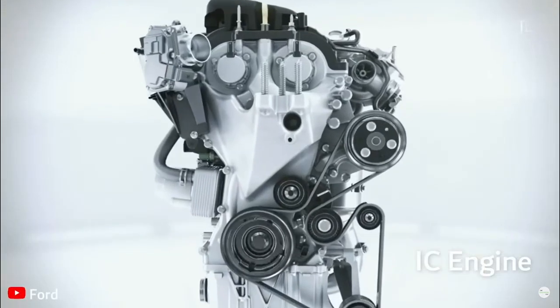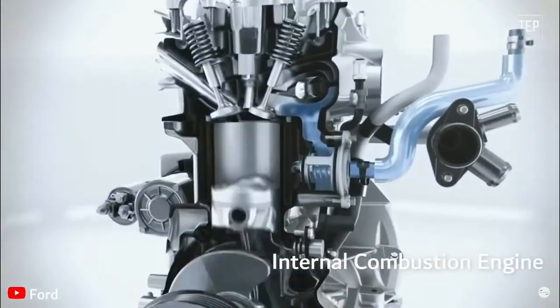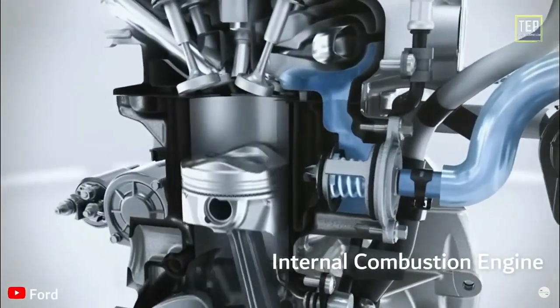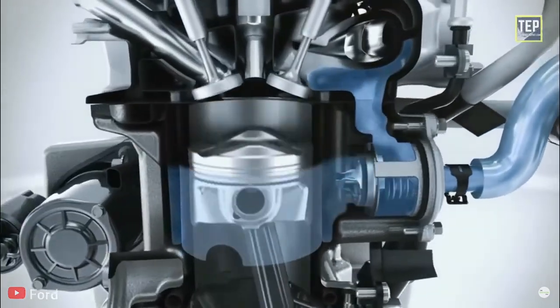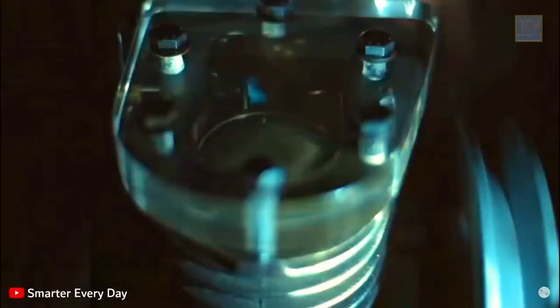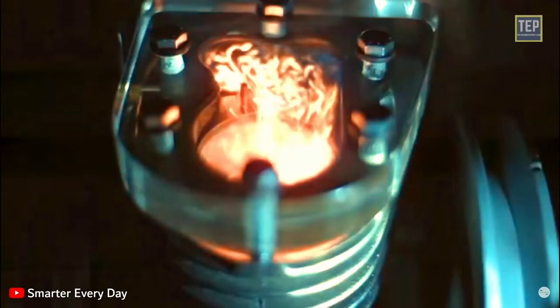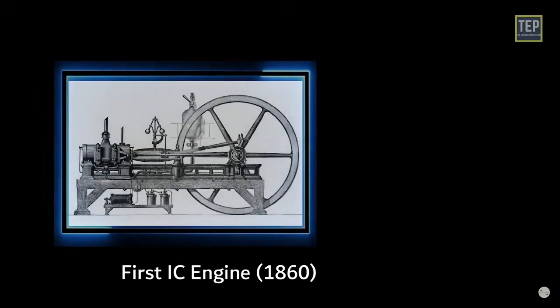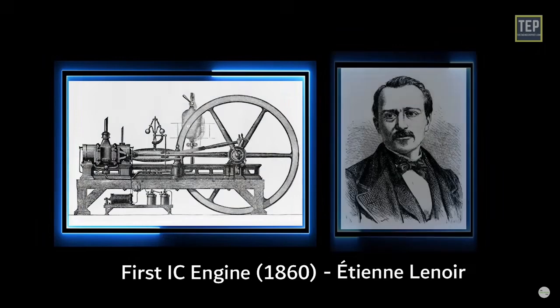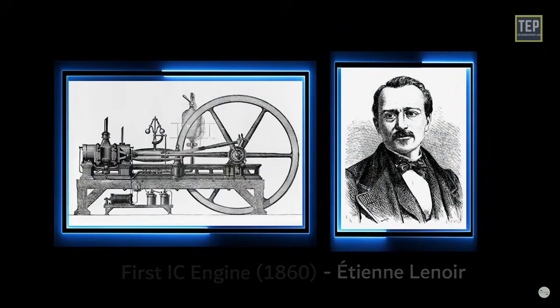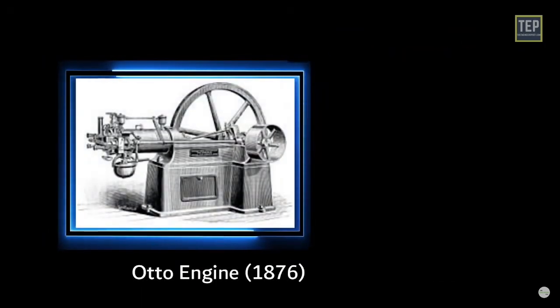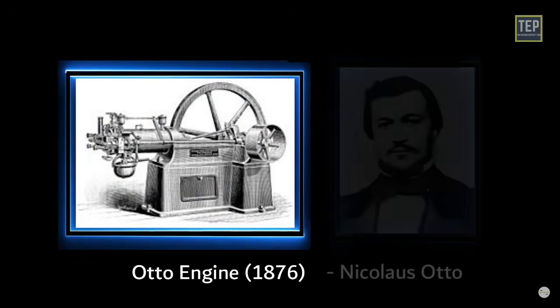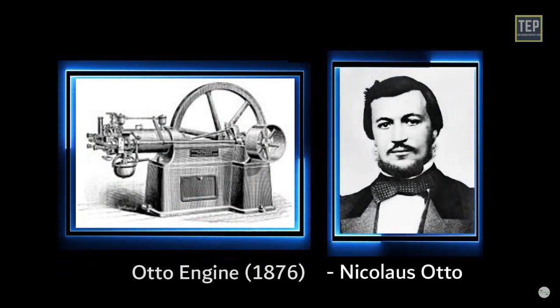IC engine, an acronym for an internal combustion engine, is an engine in which ignition and combustion of fuel take place inside the engine. It works on the principle that the charge is ignited inside a combustion chamber under very high pressure. The first commercially successful IC engine was created by Etienne Lenoir around 1860, and the first modern IC engine, known as the Otto engine, was created in 1876 by Nicolas Otto.